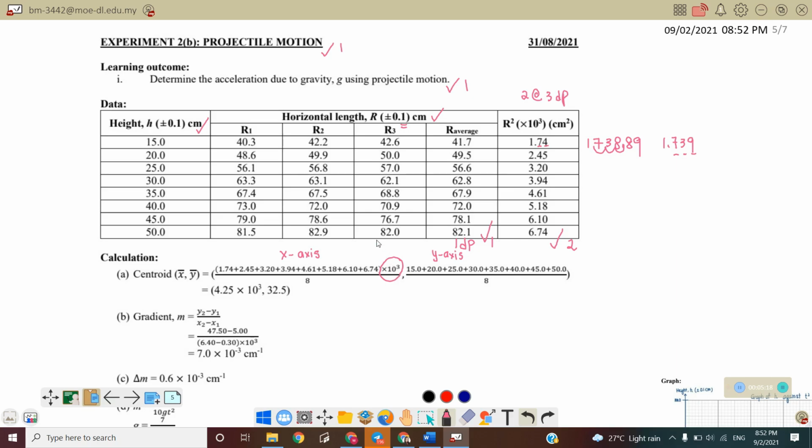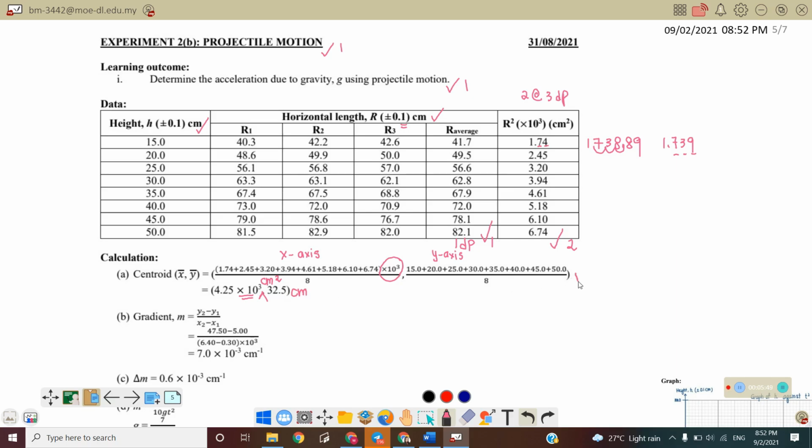Okay, next H also you copy down and then you divide it by 8 because we have 8 readings. Then we will write, find the calculation, we find the average. Okay, find the average, and remember you must also write the unit for R squared, so it's cm squared. Okay, and also here you must mention 4.25 times 10 to the power of 3 cm squared. And for H is 32.5 cm.